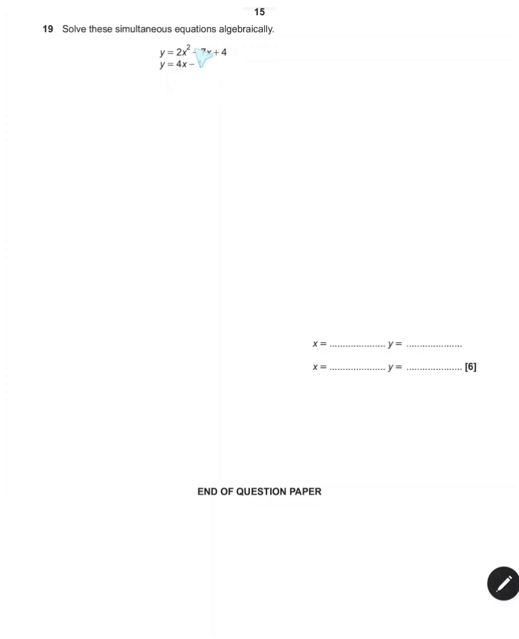Question 19, we've got simultaneous equations and we've got quadratic simultaneous equations, or one of them is quadratic. It's actually set up quite nicely because both of these equal y. So if you've got something that equals y and something else that equals y, you've got two things that are the same as each other. So I'm going to write that down. This equals this. What we can do now is start to solve this quadratic. So I'm going to take 4x from both sides. I'm going to add 1 to both sides.